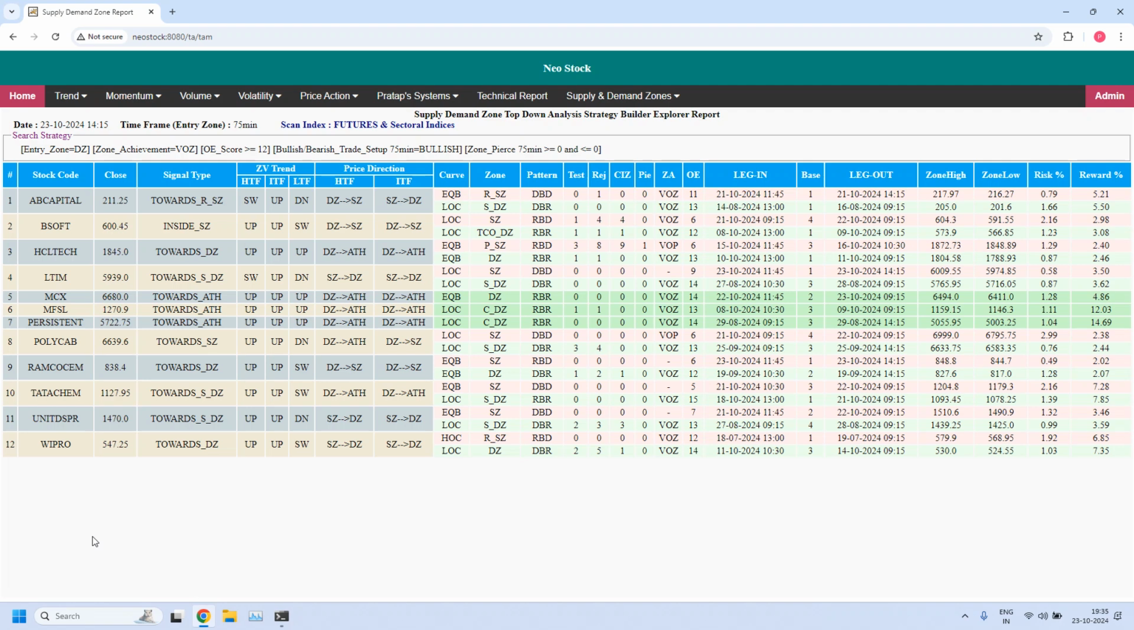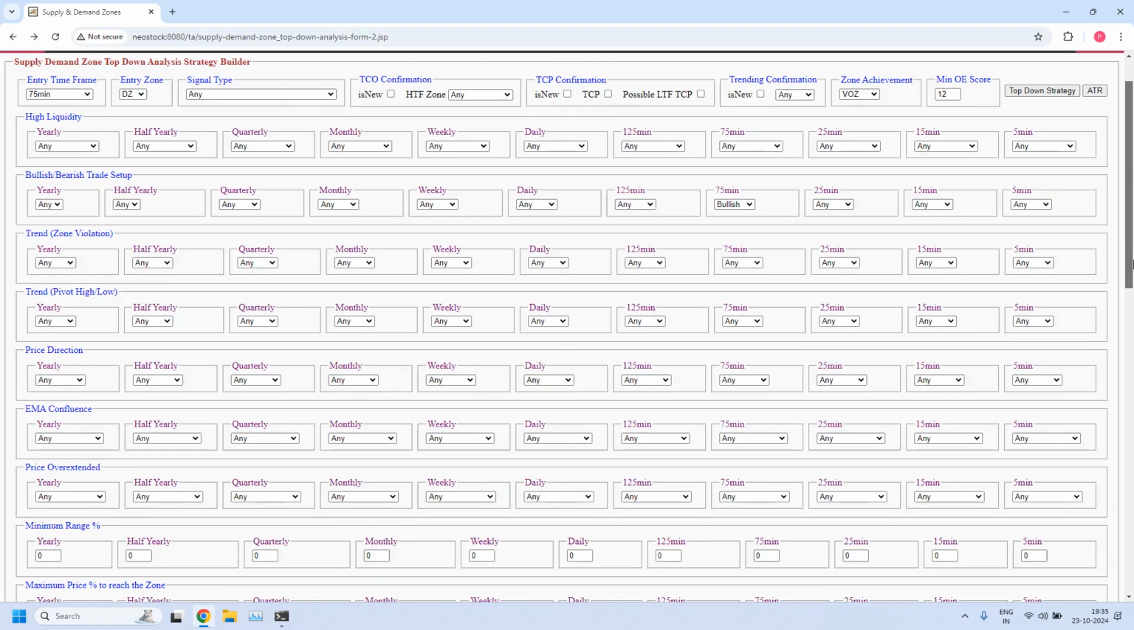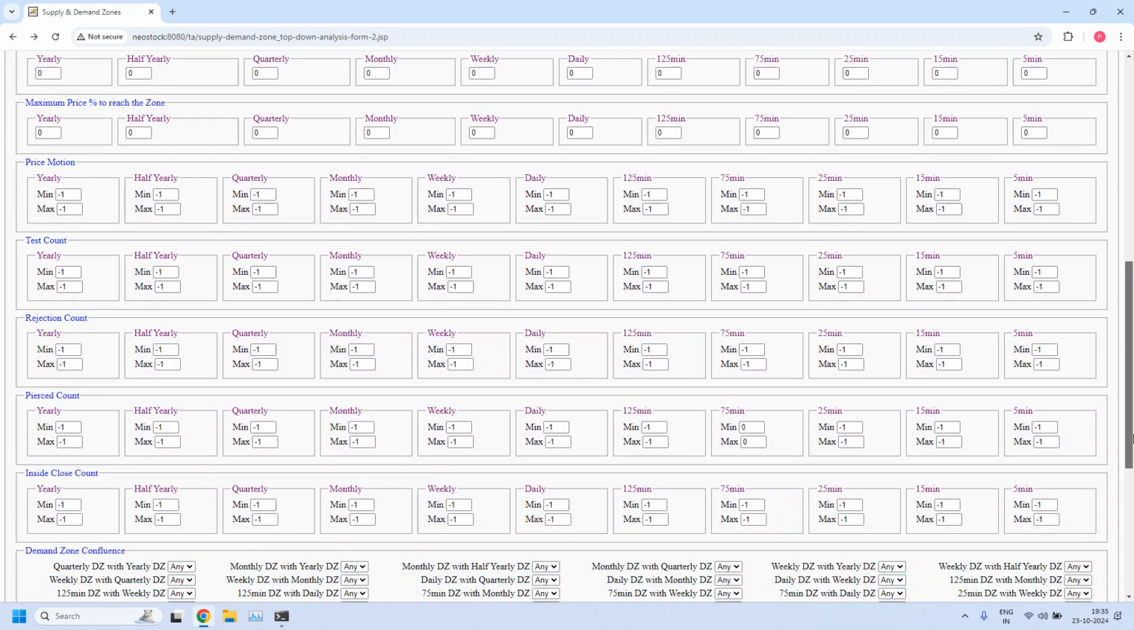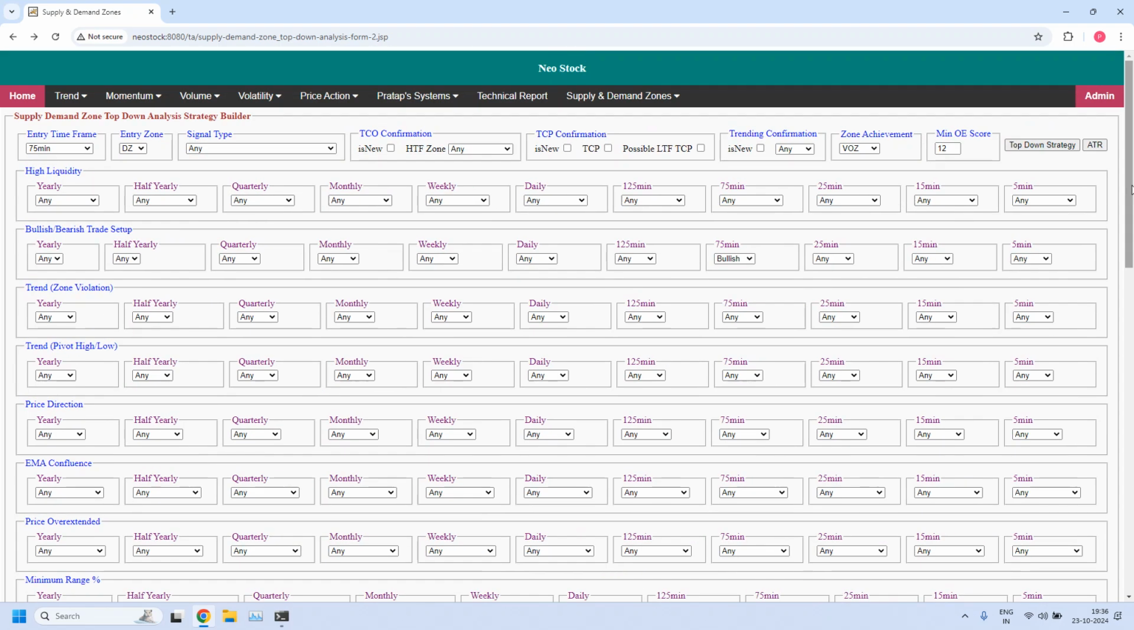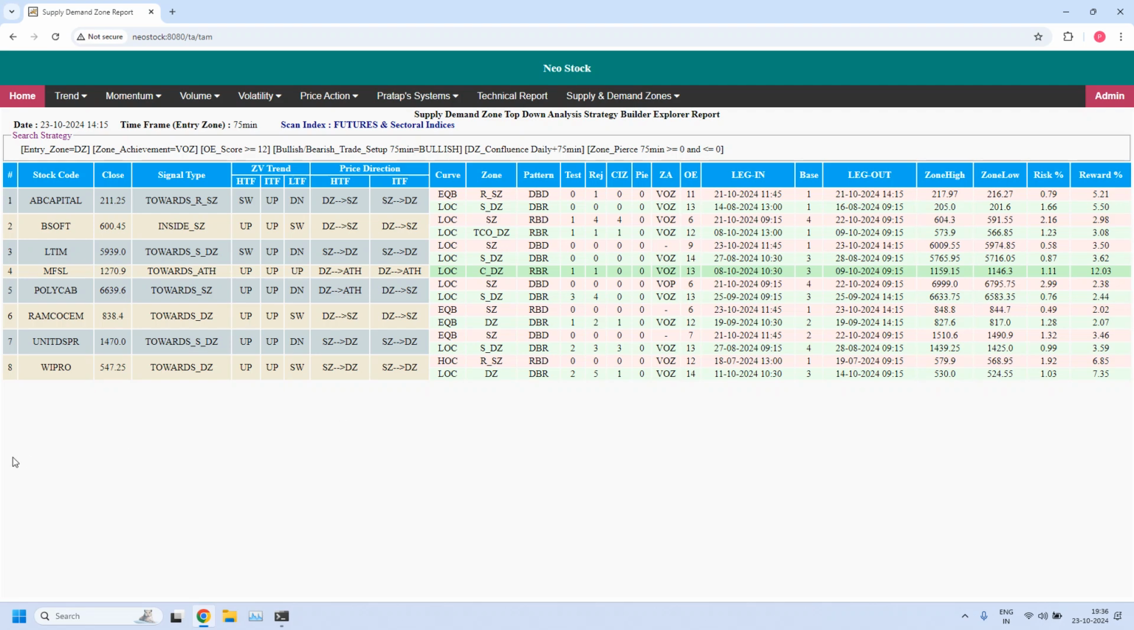Out of these 12, how many are having high probability setup supported? For that we will filter the stocks. First filter is ITF confluence. That is in the demand zone confluence, ITF confluence for weekly income trade. The 75 minutes demand zone with daily demand zone confluence filter we have to enable. With this filter, we got 8 stocks. And all these 8 stocks are having ITF confluence. That means 75 minutes demand zone is part of the daily demand zone.